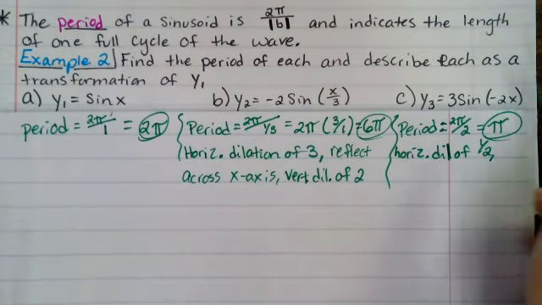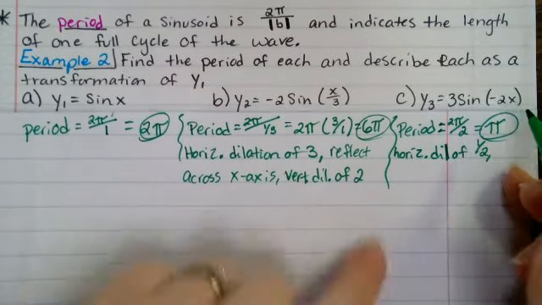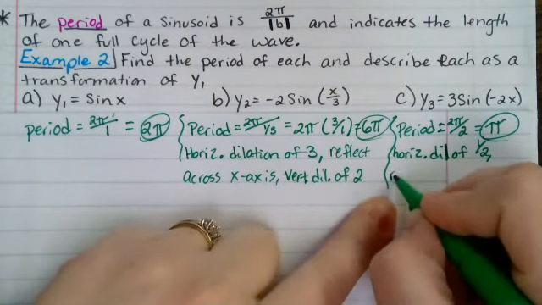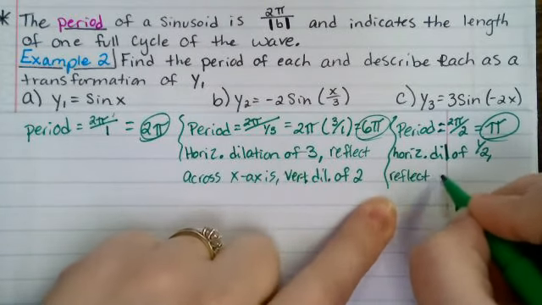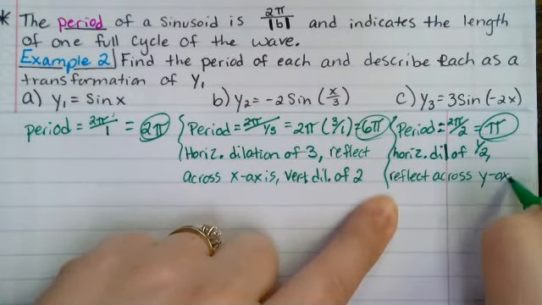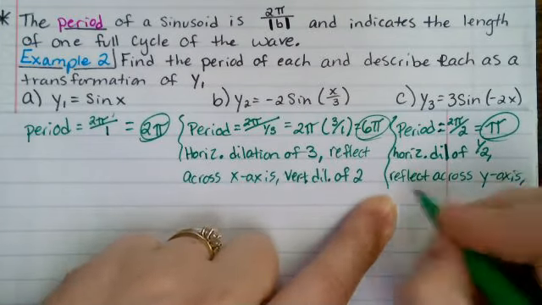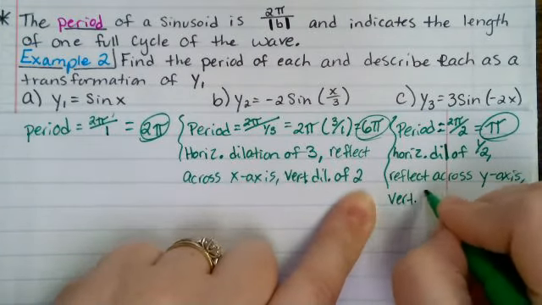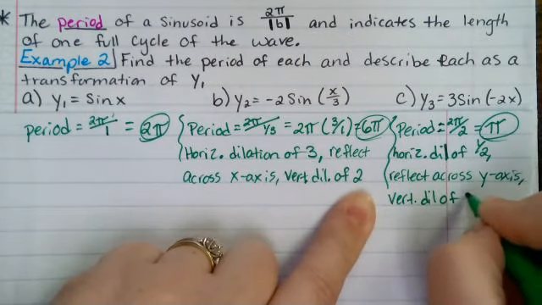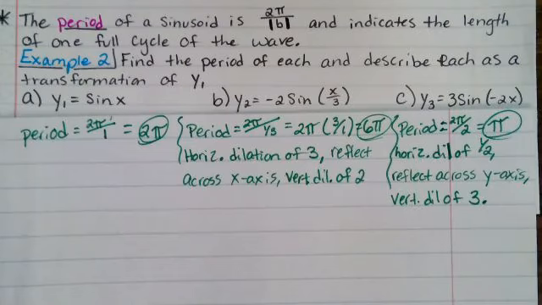All right, that negative in here, that reflects not across the x, but it reflects across the y. So then we're going to say reflect across y-axis. And then that 3 in the front vertically stretches it. So we're going to say vertical dilation of 3. All right, that would cover everything. You can always write it out nicer than that. I just was trying to fit it on the paper that I had there.